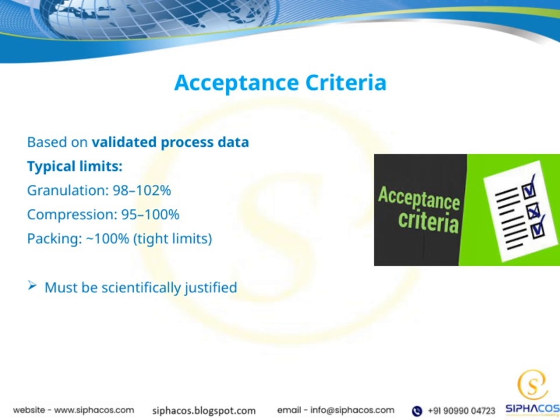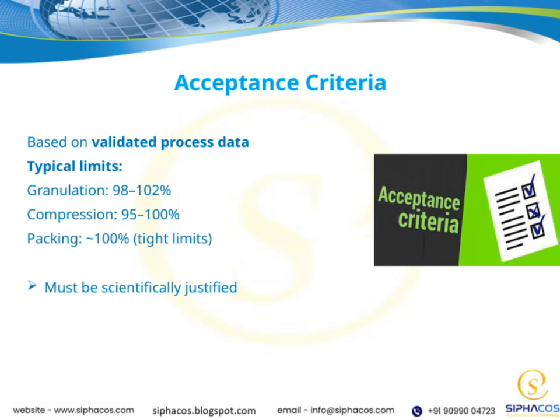It's important to note that all these criteria must be scientifically justified. That means we can't just set arbitrary numbers. They need to be backed by data and sound reasoning. This ensures our process is not only compliant, but also optimized for quality and reliability. By understanding and applying these acceptance criteria, we reinforce the overall theme of maintaining rigorous quality standards throughout our manufacturing process.